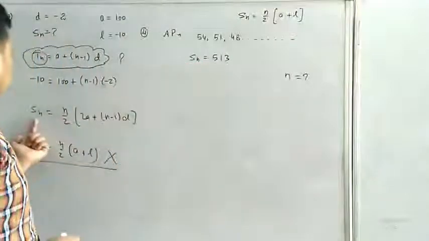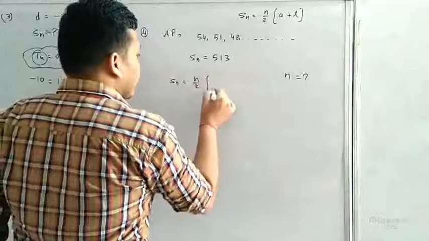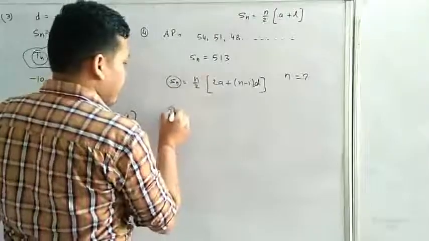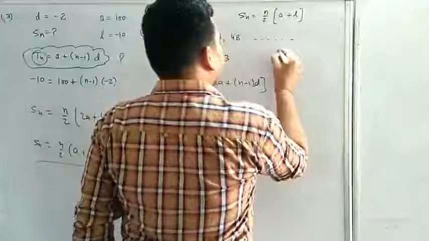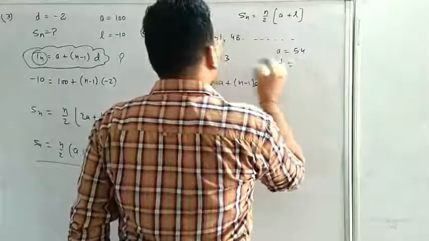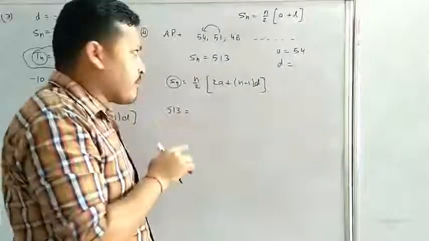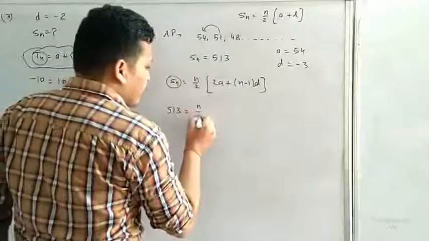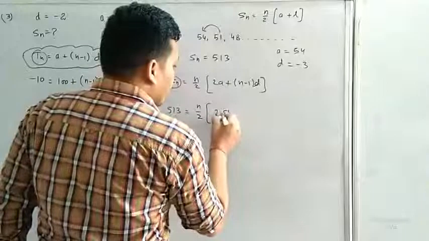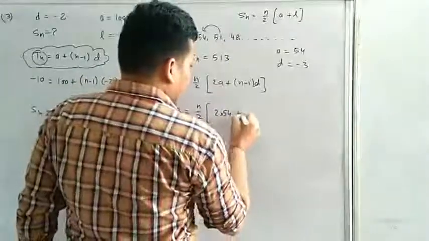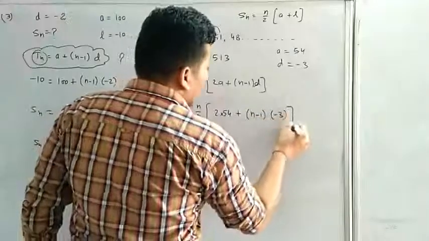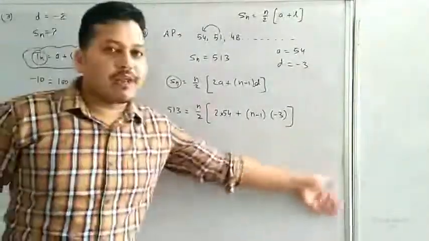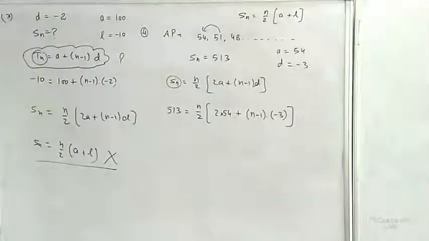So Sn is n by 2 into (2a plus (n minus 1) d). The value of Sn is 513. Now one more thing: A is equal to 54, and D is equal to 51 minus 54, the smaller minus the greater, so minus 3 will be here. So n by 2 into (2 multiplied by 54, plus (n minus 1) into D), where D is minus 3. This is a very simple one. Now it is our algebraic expression and we have to calculate the value of n here. Any problem, sir? Understood this question?